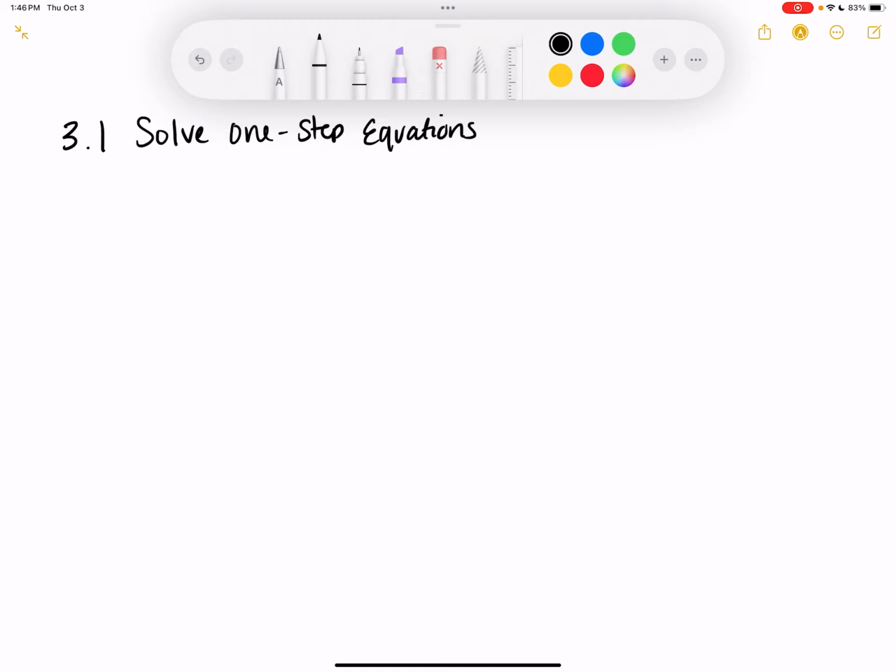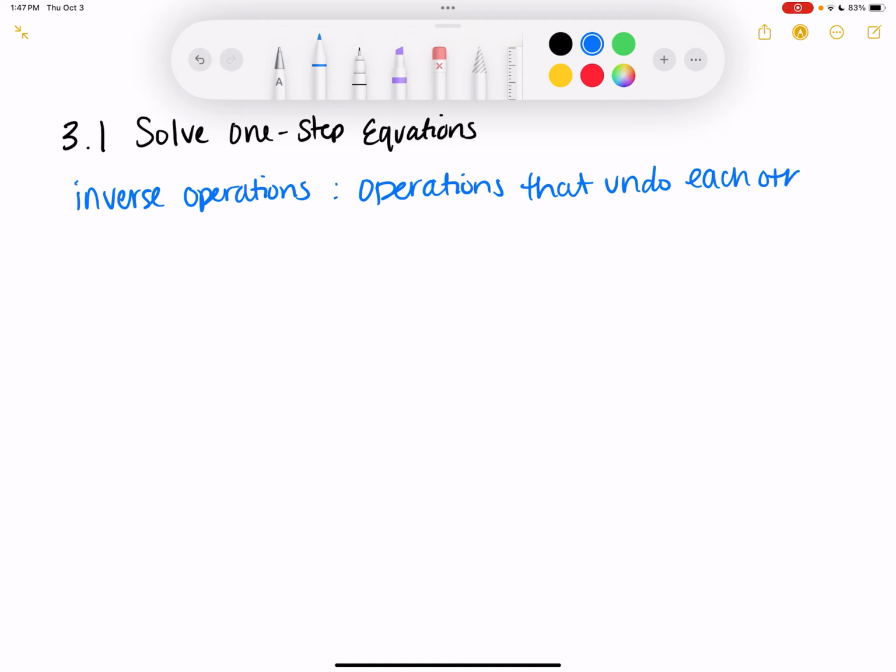Inverse operations are operations that undo each other. Equivalent equations are equations that have the same solution.